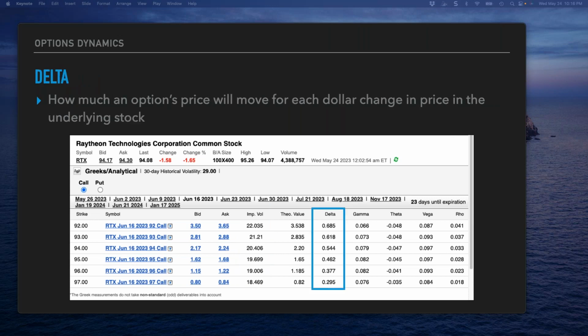All right, finally, let's talk a little bit about delta. Delta is a popular option Greek metric for option buyers. For these traders, delta provides a bang for your buck view for how much an option's price may change relative to its underlying stock price. In literal terms, delta is a percentage reflection for that relationship. Let's use again that $94 strike price call for RTX as an example.